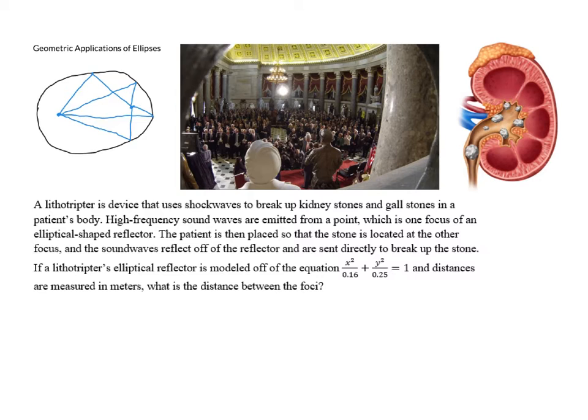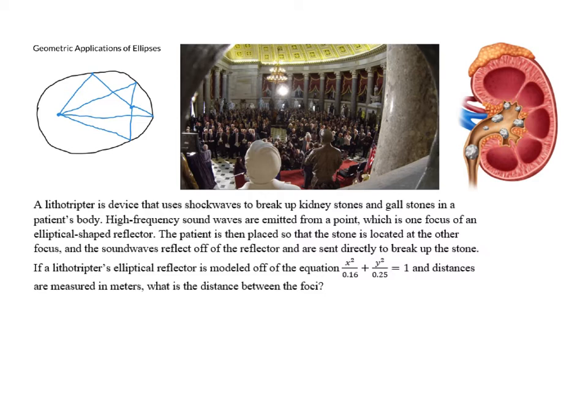If a lithotripter's elliptical reflector is modeled off the equation x squared over 0.16 plus y squared over 0.25 equals 1, and distances are measured in meters, what is the distance between the foci?